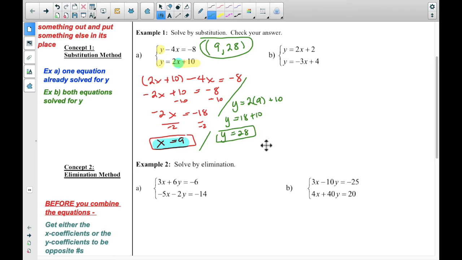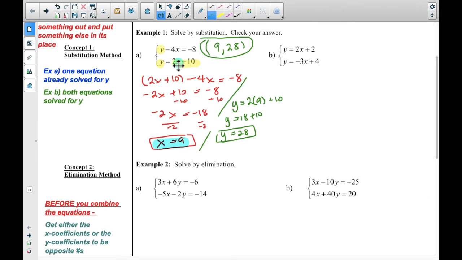Now, it's always a good idea to plug back in and check your answer. You can do that with a calculator, or sometimes you can do it in your head. This might be kind of too big to do in your head, but let's see. So we already kind of did the bottom one. 2 times 9 is 18, plus 10 is 28. We got that. Let's check in the top one.